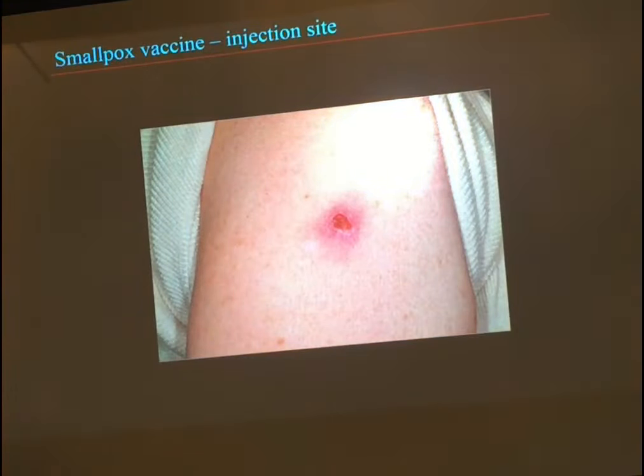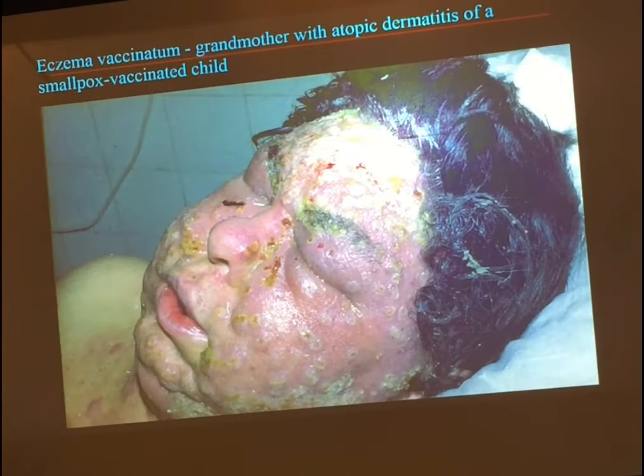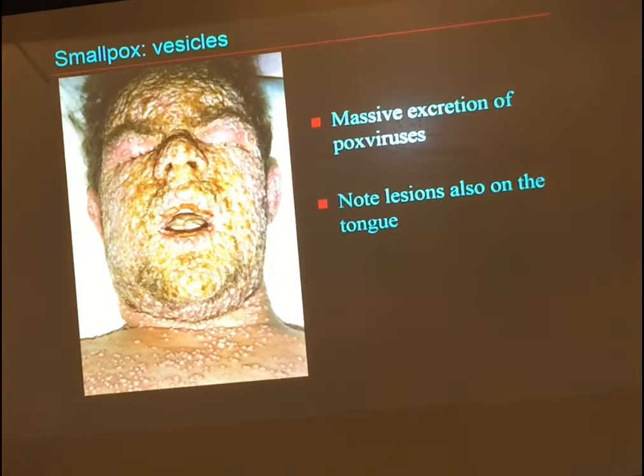Smallpox vaccine injection site. This is a more exuberant reaction. And then obviously not to have contact with patients with eczema who have barrier dysfunction. We actually had a case of a kid with eczema where the dad had been vaccinated, I think, and the kid presented with eczema vaccinatum. So you can get smallpox lesions within the eczema patches, and that's a very serious condition. Again, vesicles massively distributed on the face.